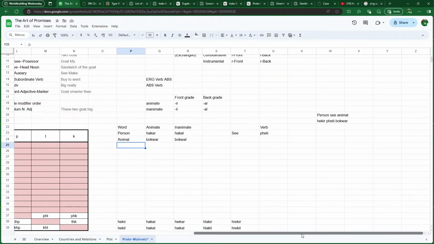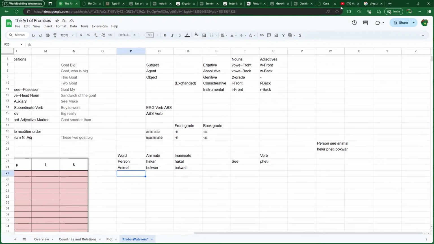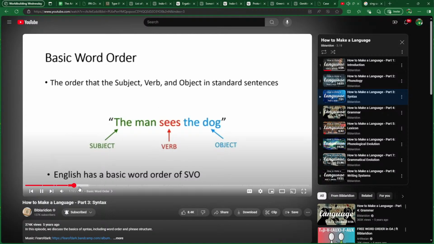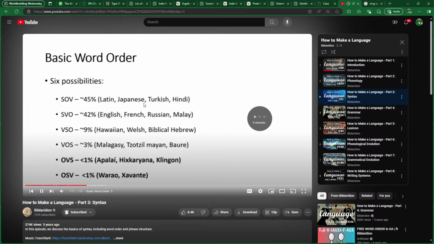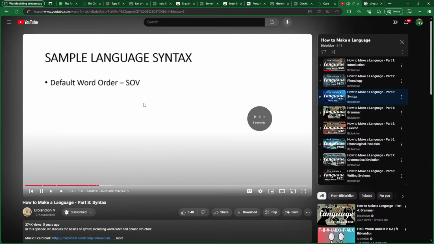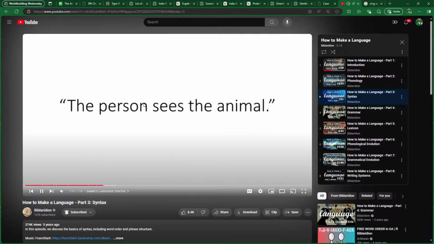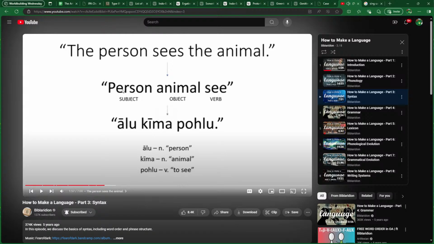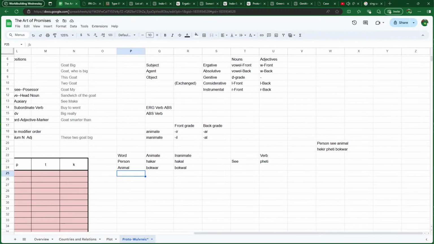Well, currently we're just making a bunch of sample sentences. Languages distinguish between these three roles. The man sees the dog. Languages put the word order in different ways. Subject, object, verb: the man the dog sees. We'd say it like this. So this is how it's set up.